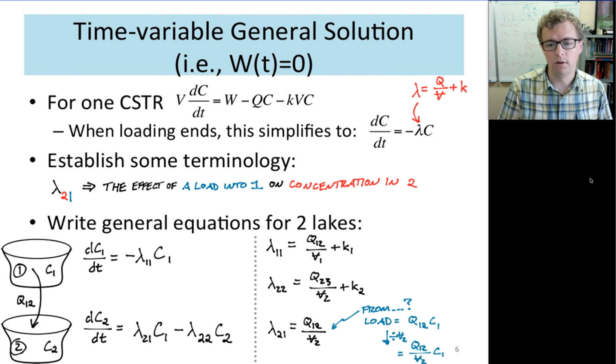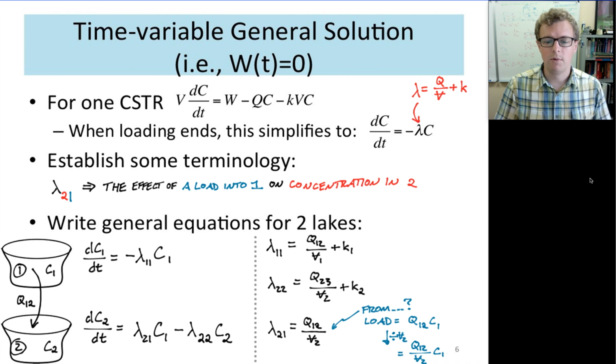And so I'm showing you in blue a little bit of where that came from. The load was Q times C, and as we simplified the algebra, we divided both sides by V2. And so you end up with a term that looks like plus Q12 over V2 times C1, or lambda 2,1 times C1. I've skipped a bunch of algebra in what I'm showing you here. And so again, I really think it's important that you practice going from the top of that slide to those mass balance equations that are written in the bottom left. That's something that I'd like for you to be able to do on your own.